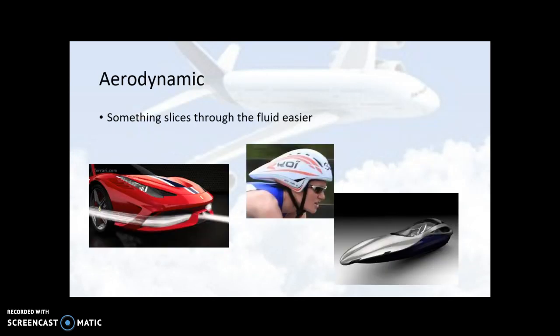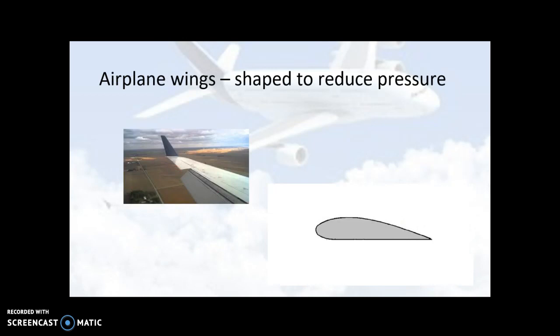And here are some examples of applying Bernoulli's principle. If we use the idea of aerodynamics, we can slice through fluids easier. Another example is the shape of our airplane wings. We increase or decrease the shape. So when we see these airplane wings, they have some rudder type capabilities, and that will change the pressure around the wing.